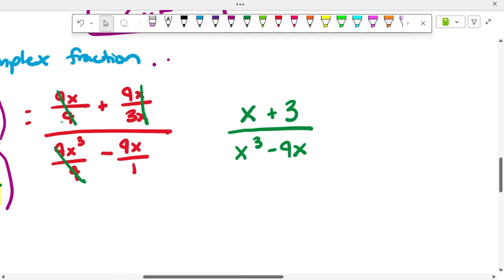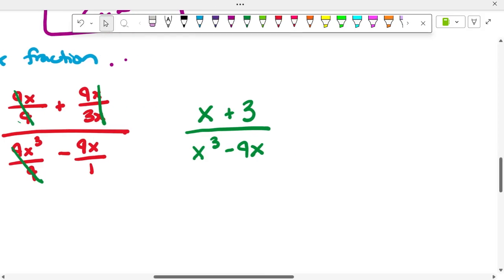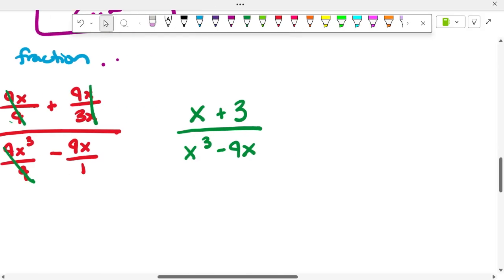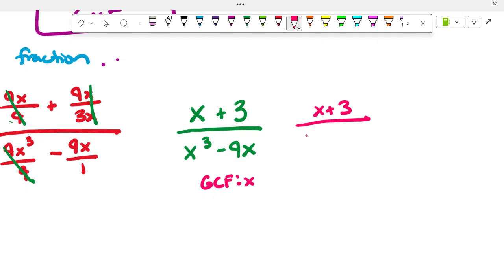Now this is a very easy simplification problem because what can I factor out of the denominator? What's one thing that I can absolutely factor out of the denominator? A GCF of x. So, still got the x plus 3 here. Got, oops, x times x squared minus 9. So if I divide both these by x, these go away. One of the x's on top goes away.